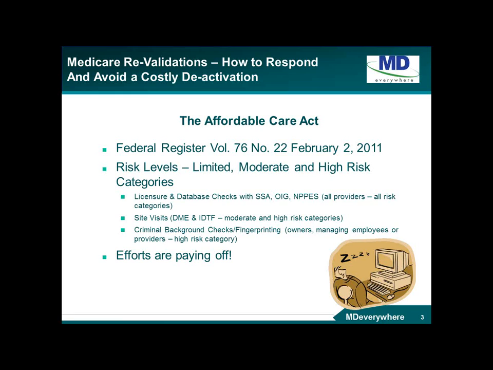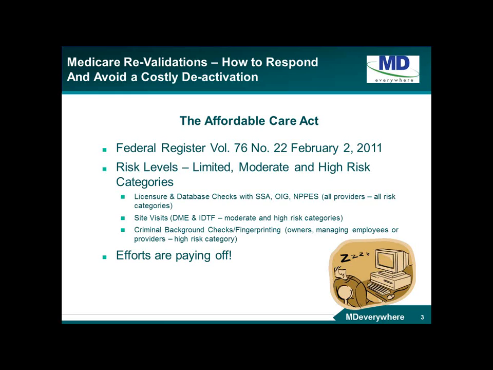So what are the new screening guidelines? There are 3 categories of risk, which are based on historical analysis of fraud and abuse trends. A, the limited risk category, which includes but is not limited to physician and non-physician practitioners, medical groups or clinics, publicly traded providers or suppliers, ambulatory surgery centers, dialysis facilities, radiation therapy centers, and skilled nursing facilities.